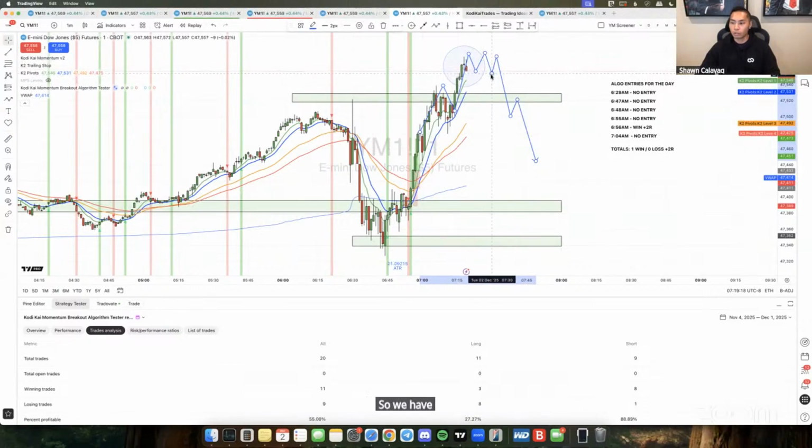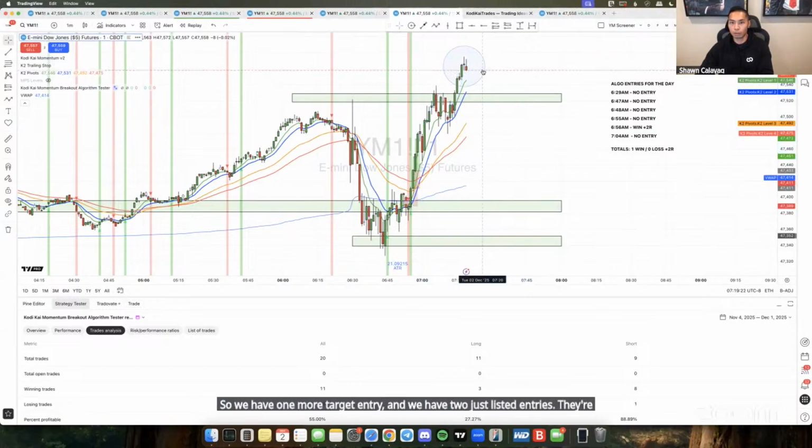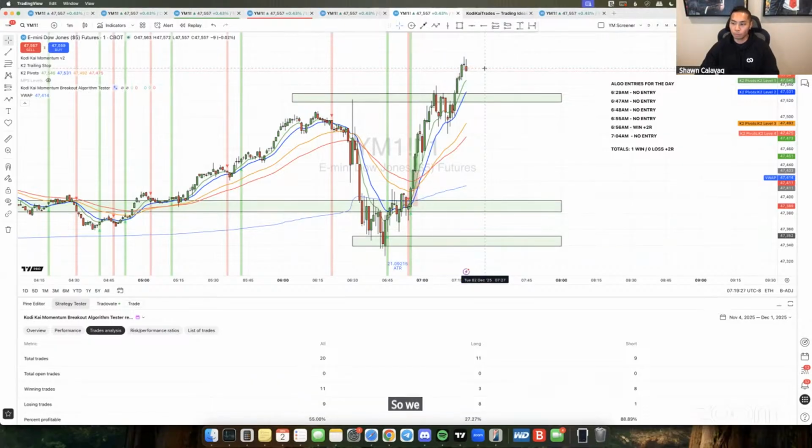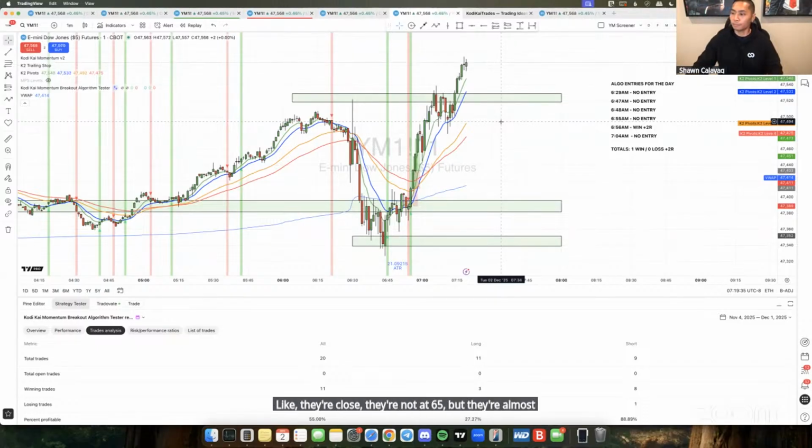So we have one more target entry and we have two just listed entries. They're close in probability, but they're not high enough. So we got one that's at 63.34. We have one at 62.50. They're close. They're not at 65, but they're almost there.